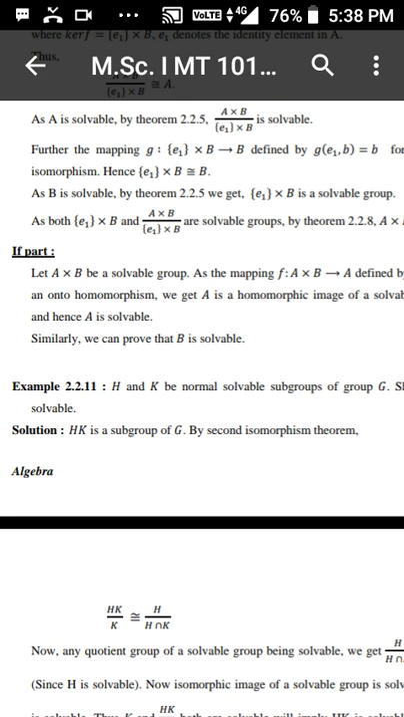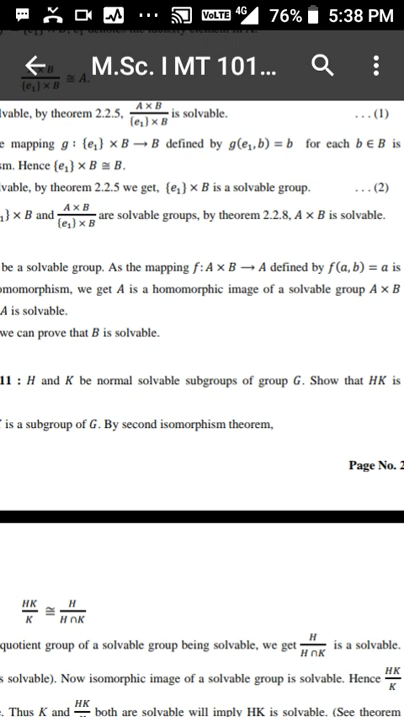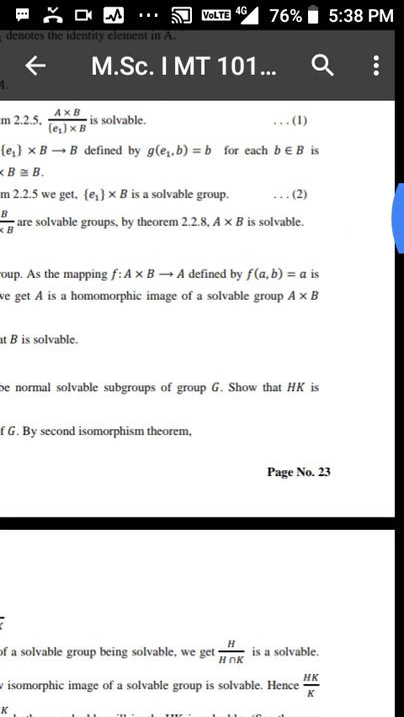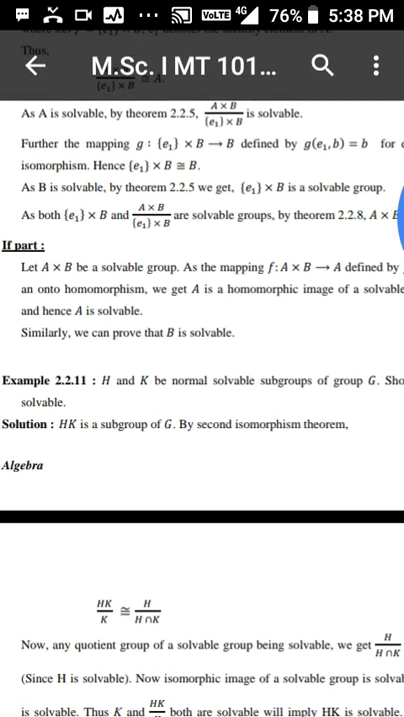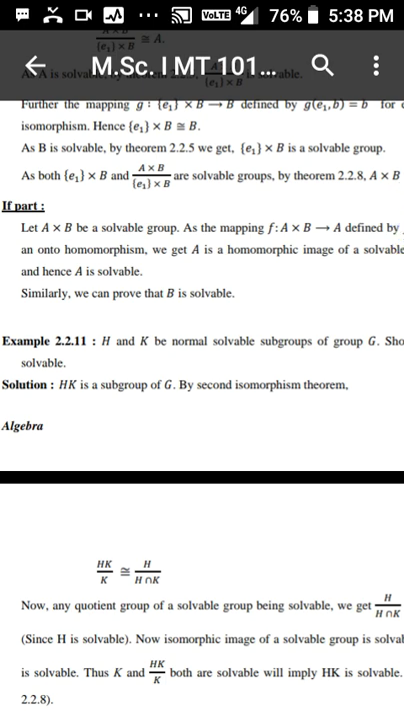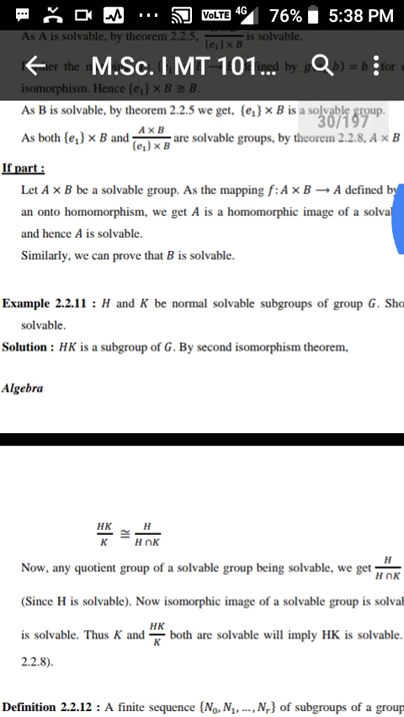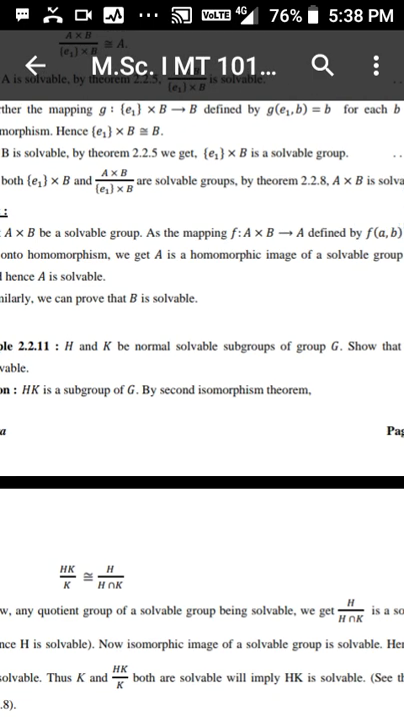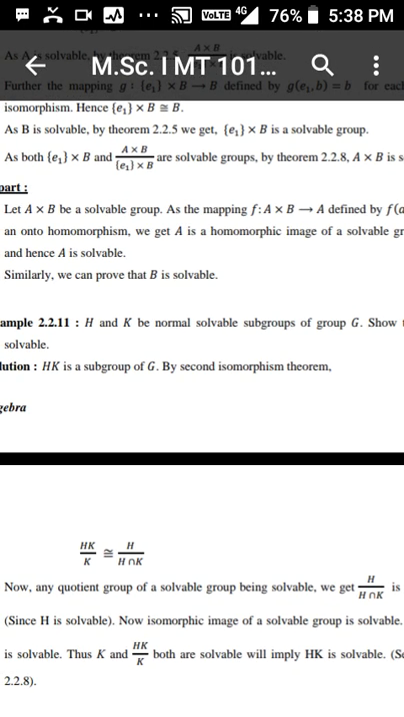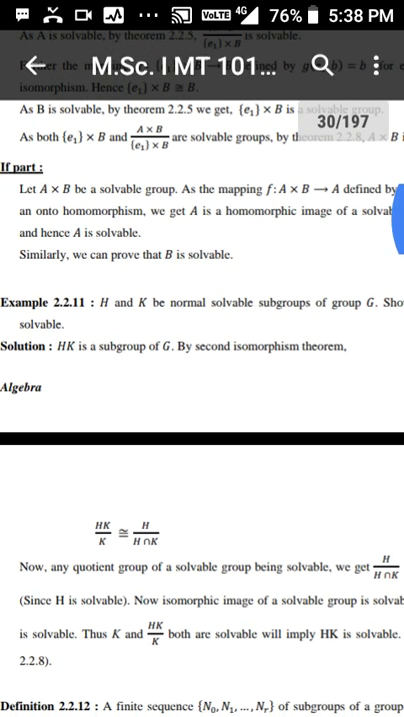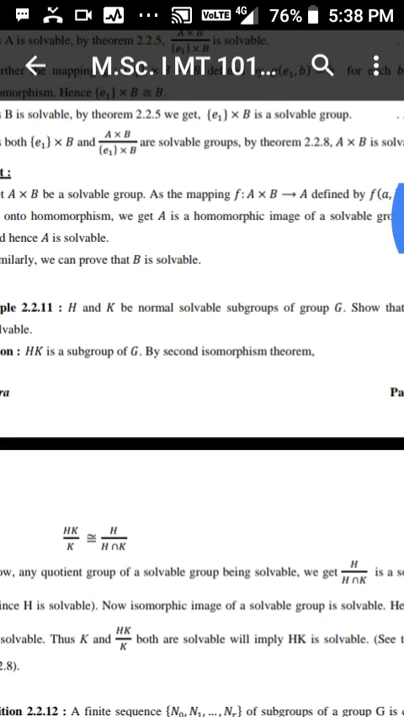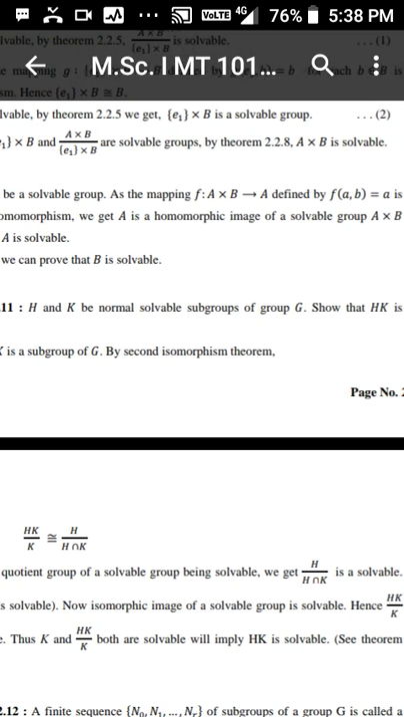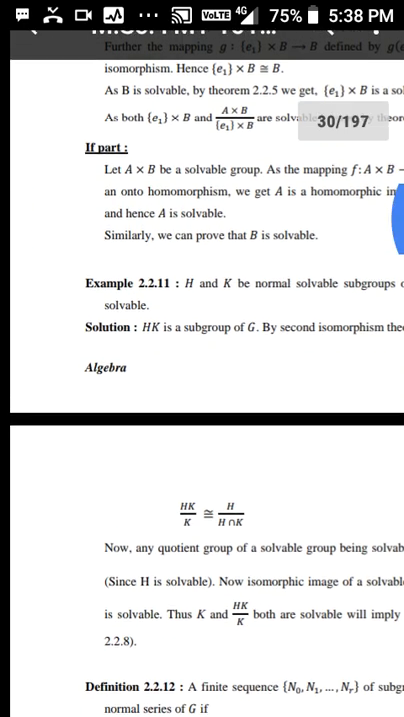Further, the mapping G from singleton {e1} Cartesian product B to B defined by G of (e1, b) is equal to b for each b belongs to B is an isomorphism. Hence, singleton {e1} Cartesian product B is isomorphic to B. As B is soluble, by the theorem, we get that singleton {e1} Cartesian product B is a soluble group. As both singleton {e1} Cartesian product B and A Cartesian product B divided by singleton {e1} Cartesian product B are soluble groups, then by the theorem A Cartesian product B is soluble.